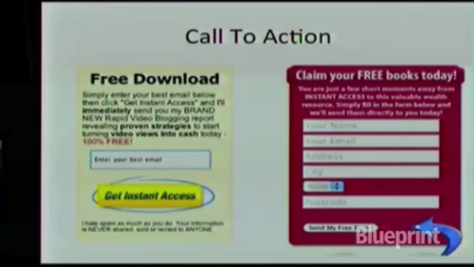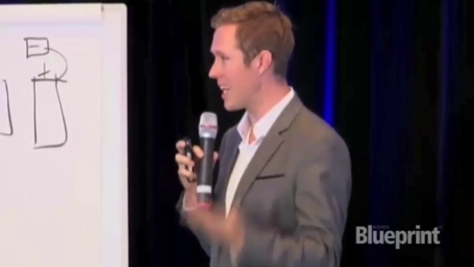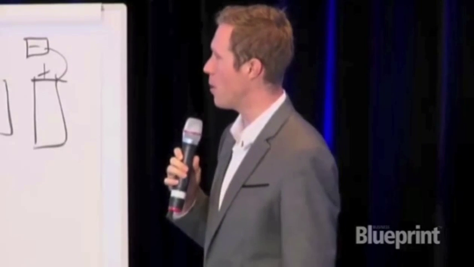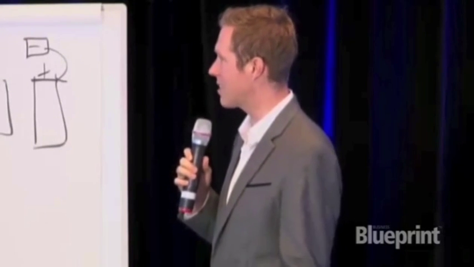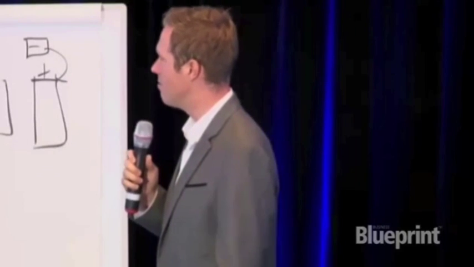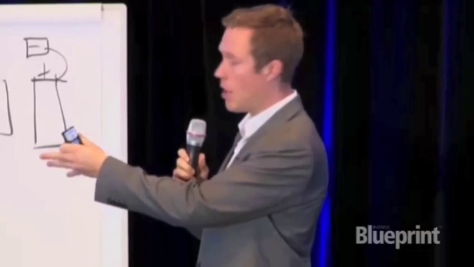Okay, so it's fairly obvious. You have almost like a headline of what it is you're offering. We've got free download or claim your free books today in these 2 different opt-in boxes on those landing pages. So if you read the copy, it's basically telling them exactly what they want to do and what they get if they do what you want them to do, right? So simply enter your best email below and click the Get Instant Access, and I'll immediately send you the report valued at, no, we don't have a value. So then we have the email address.